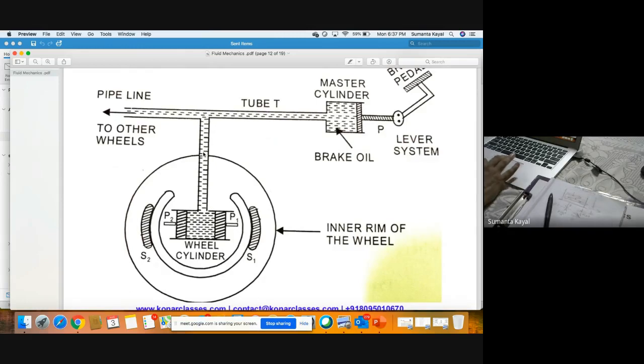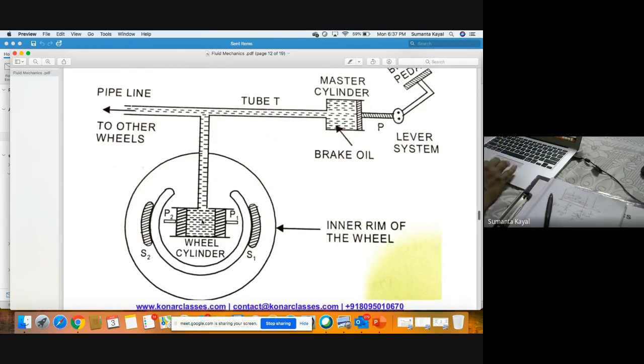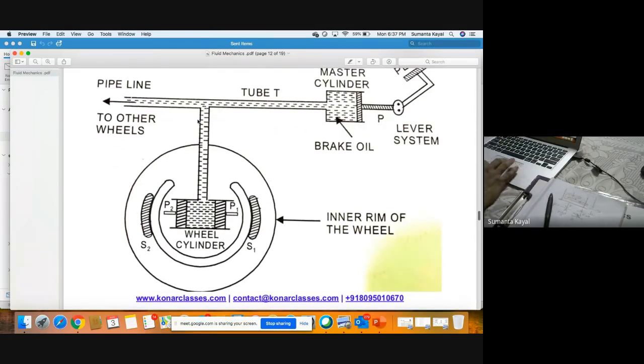So what is happening in the one wheel? This pressure is coming here inside this cylinder, and we have kept two pistons or multiple pistons depending on the design of the car, depending on the variety of the car. Maybe in an auto you may see one small piston, in a truck you'll see a big piston, in a big car.